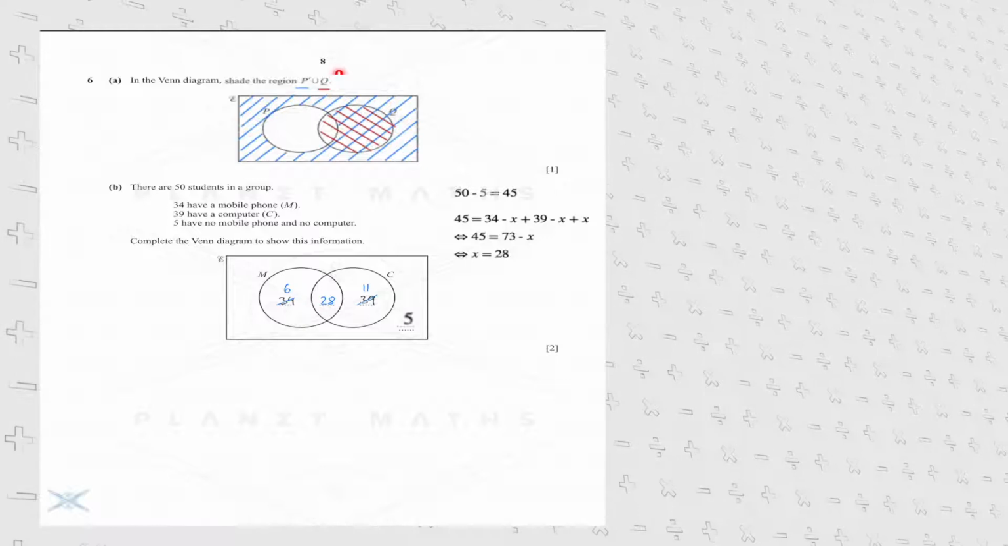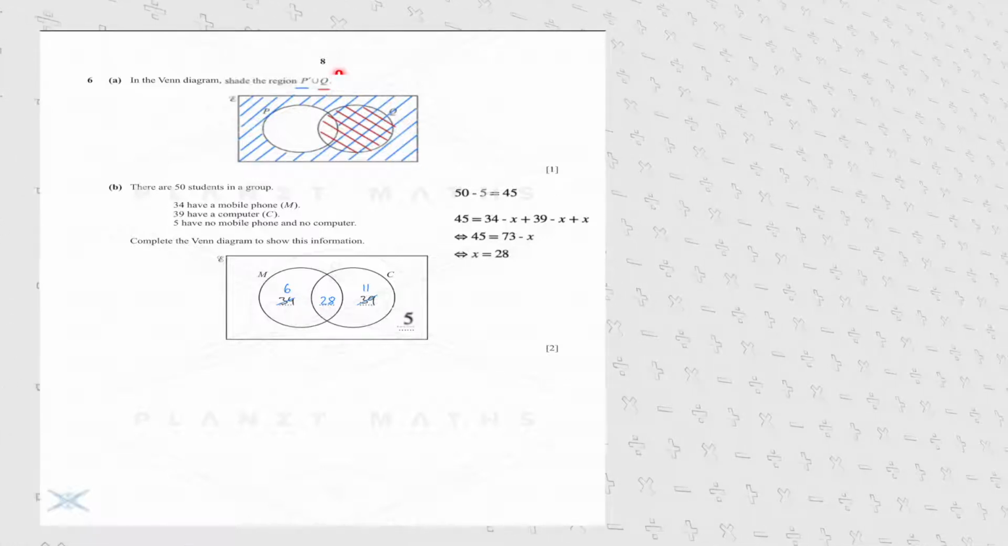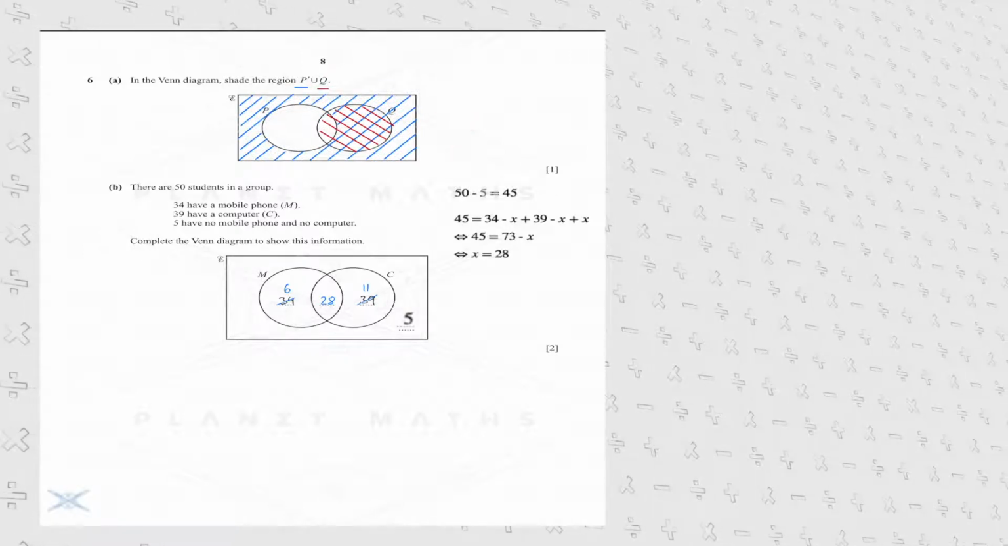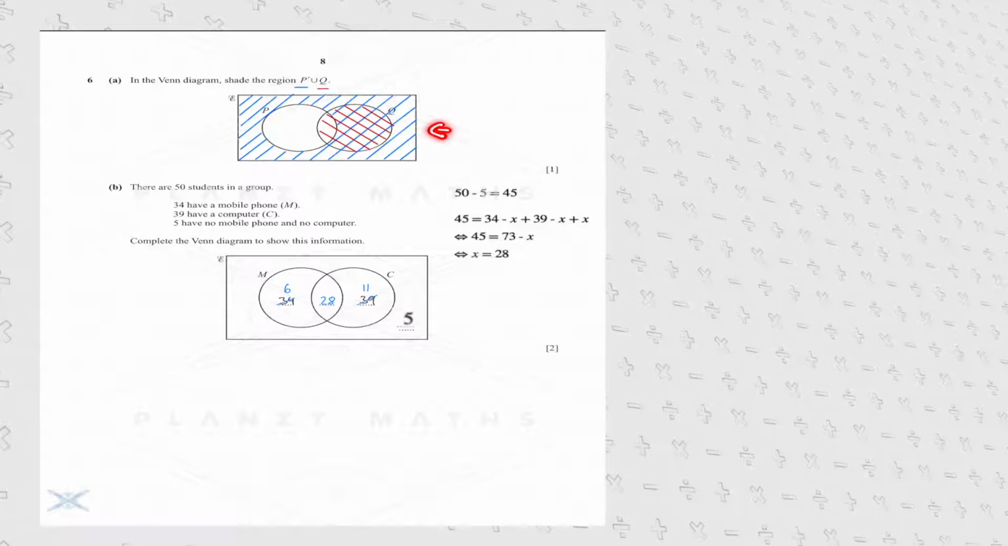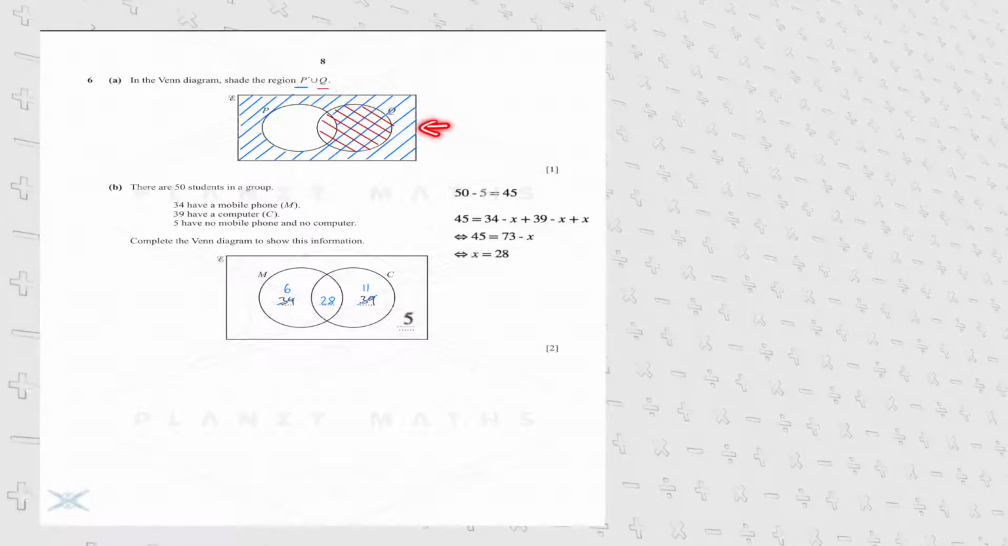Next on to exercise 6, where in part A we are provided with a Venn diagram that should be shaded in a way that it represents the region of not P in union with set Q. Everything that is not P has been shaded in blue and Q has been shaded in red. Therefore, the representation of this set is everything that's been shaded within this Venn diagram.